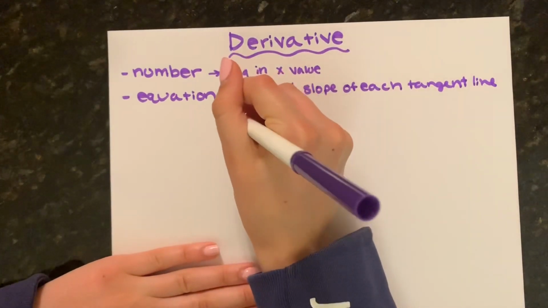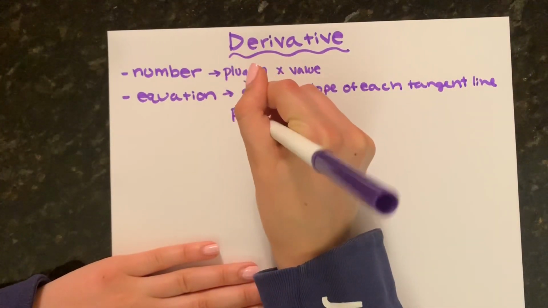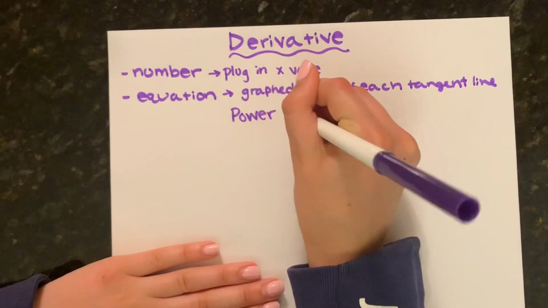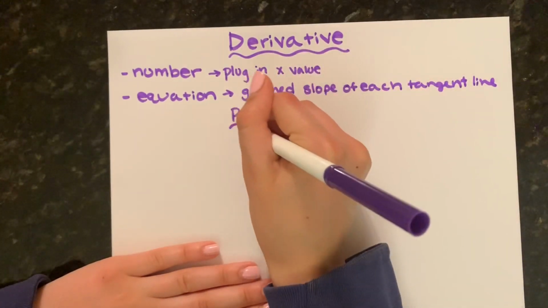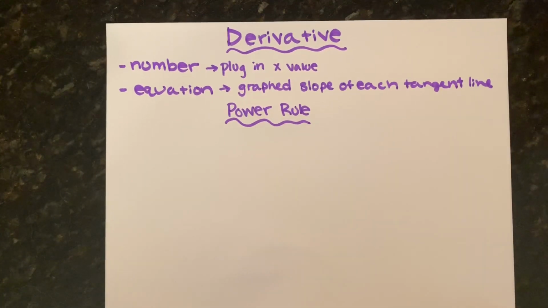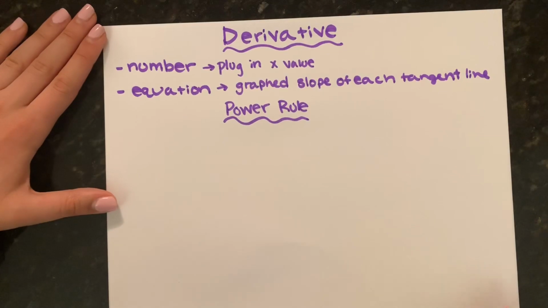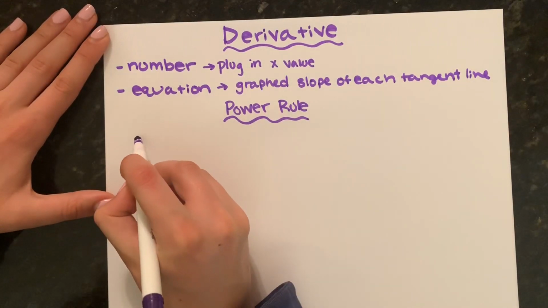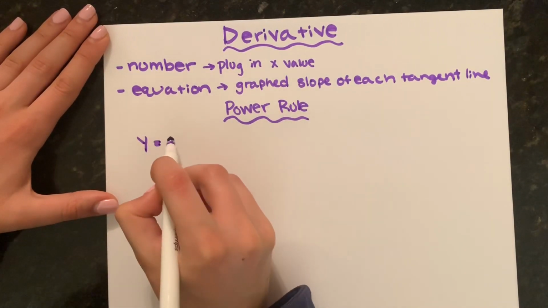Now we can finally talk about using the power rule to find the derivative. The power rule usually comes into play with polynomial functions, and that is how we can find the derivative equation of that polynomial. So now let me teach you the power rule on a very simple equation, like y equals x cubed, just a simple polynomial.